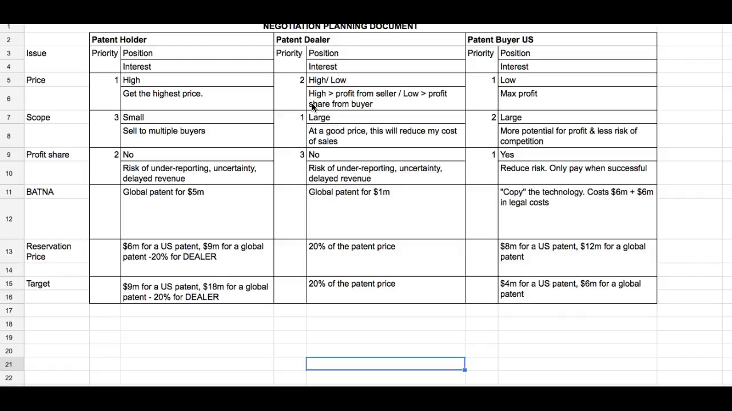And the patent buyer is located in the United States. Yeah, I understand buyer, but who is dealer? The dealer is somebody who, because the patent holder doesn't have a good sales team nor access to the United States, is specialized in brokering deals regarding patents across the globe. Oh, middleman? Middleman. Yeah. So those are the three parties that are involved: the patent holder, the patent dealer, and the patent buyer.